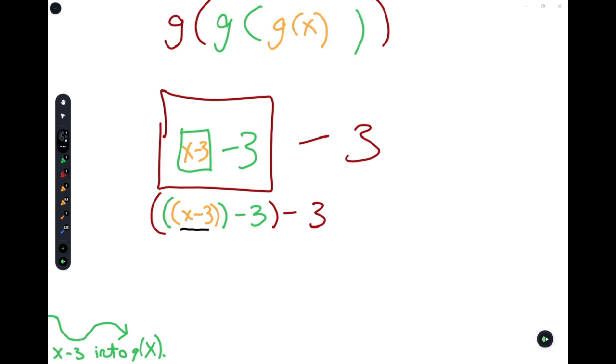Can't do anything else with x minus 3, so I rope in the next one, which makes it x minus 6. Can't do anything else with x minus 6, so I rope in the next one, which makes it x minus 9.